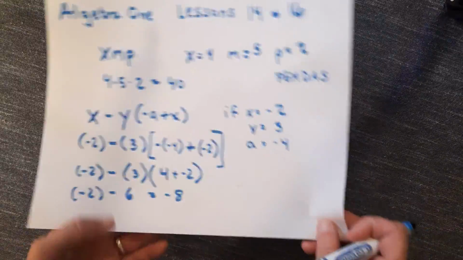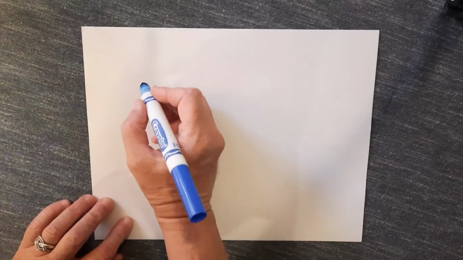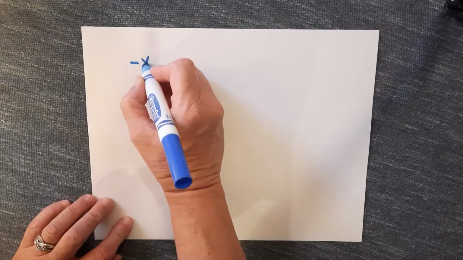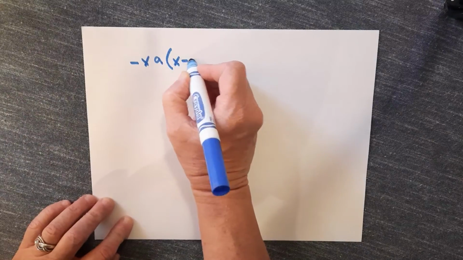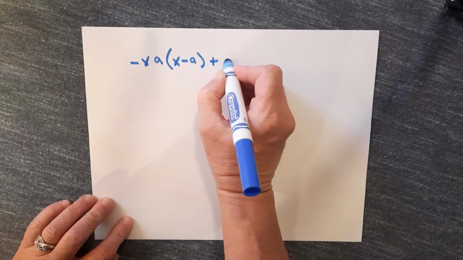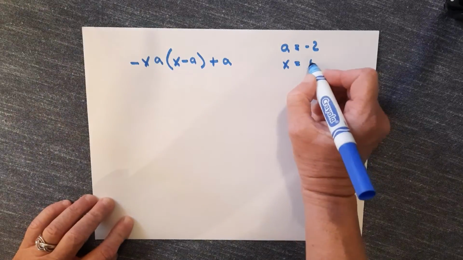So I'm going to do another one just to make sure that you can see how we transfer those parentheses. In this case, we're going to have a negative x times a multiplied by x minus a plus a. And we know that a equals negative 2 and x equals 4.